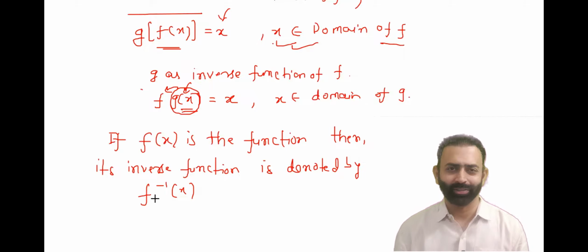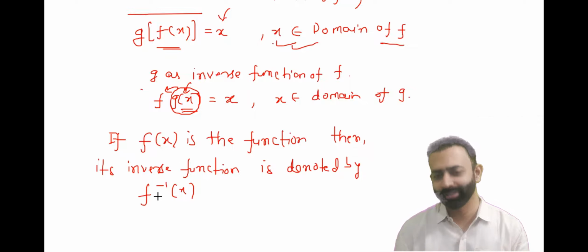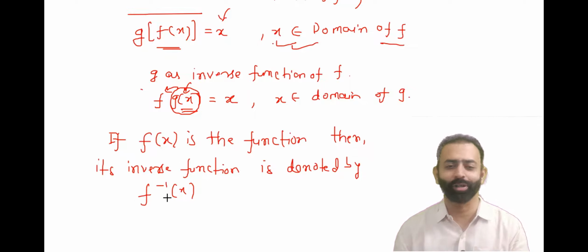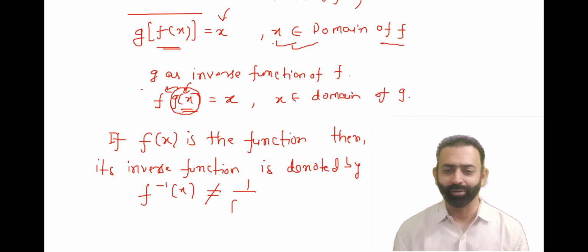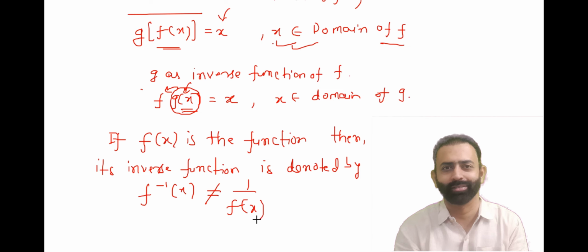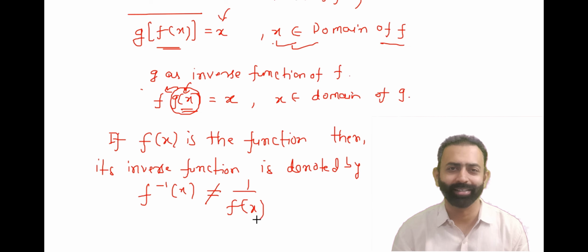This is not the index of f, right? So this is the notation of f. For now, we can write this as f raised to power minus 1, f of x. So basically this is the inverse function, and please keep in mind that this f inverse x is not equal to 1 over f x. This is the difference between the index and just the notation of inverse.